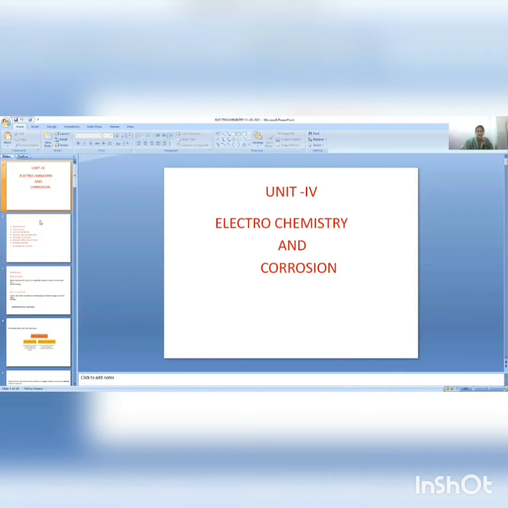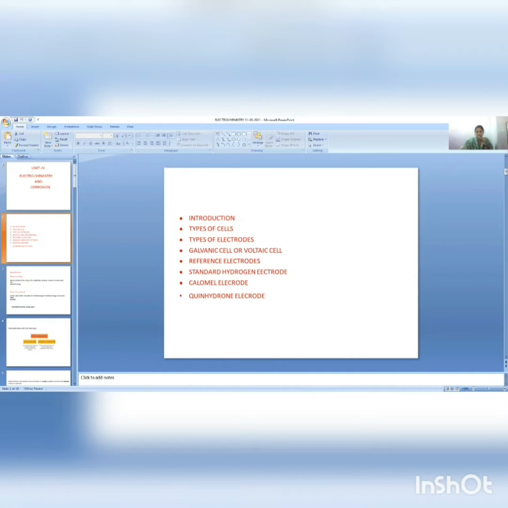So I'm taking some of the topics from electrochemistry, that is introduction, and types of cells, types of electrodes, and construction and working of galvanic cell or voltaic cell, and reference electrodes, that is standard hydrogen electrode, calomel electrode, and quinhydrone electrode.